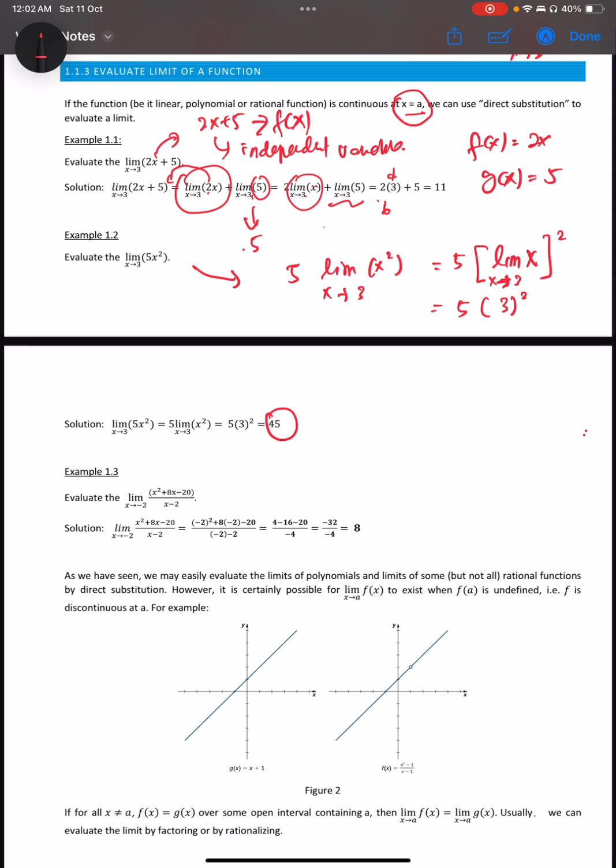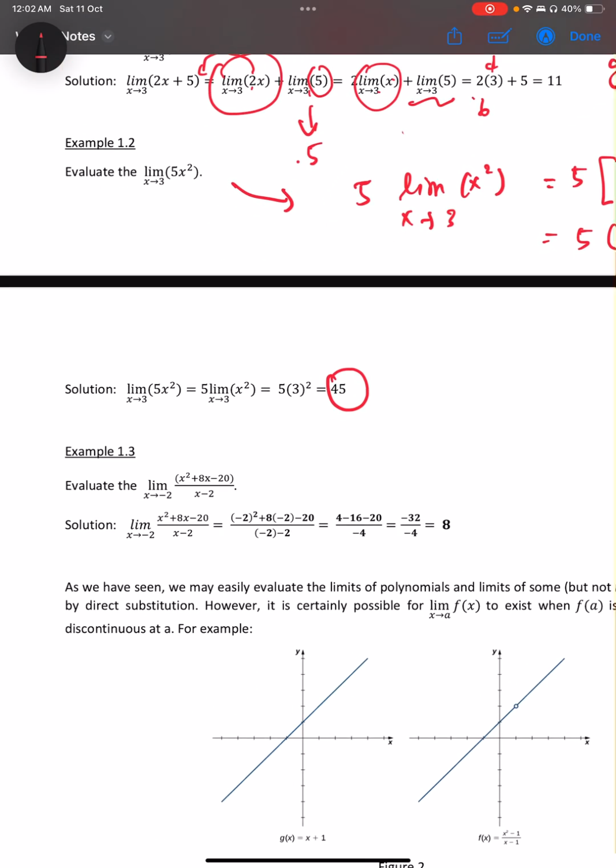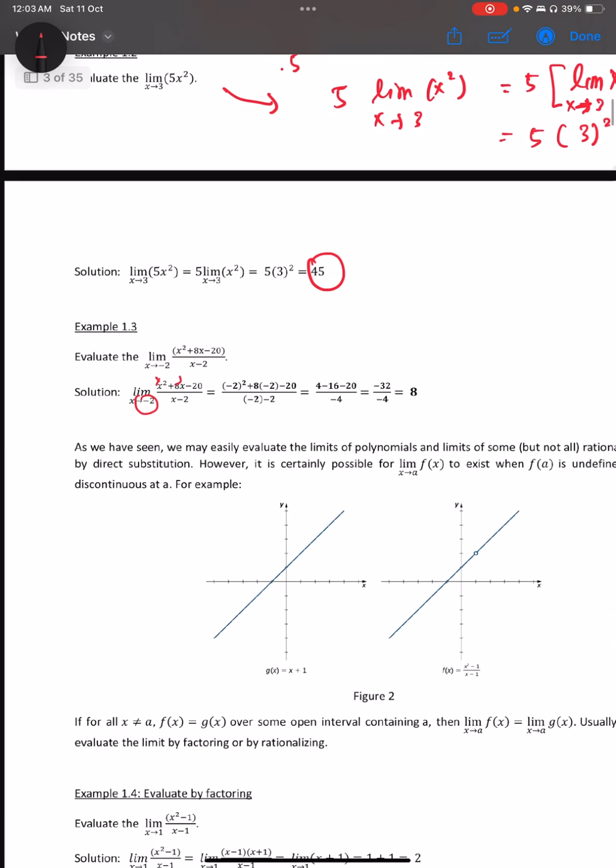All right, let's look at this example. Example 1.3. Now, we have limit here, x squared plus 8x minus 20 over x minus 2... and x approaching negative 2. The function is linear at negative 2, so the limit exists. So now you replace the x here with negative 2. Negative 2 to the power of 2 plus 8 multiplied with negative 2 minus 20, over negative 2 minus negative 2. So you get negative 32 over negative 4, which is equivalent to 8.